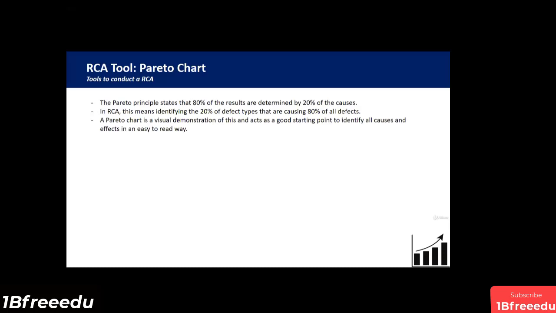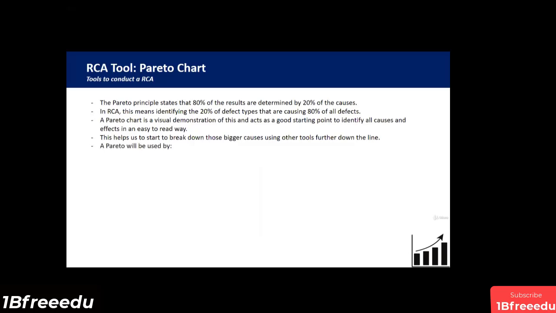Now, a Pareto chart is a visual demonstration of this, and it acts as a good starting point to identify all causes and effects in an easy to read way. It's very visual. It's all about the statistical identification and graphical proof of what is going wrong in your particular process. And this is a good starting point to help us break down those bigger causes using other tools further down the line. So if we identify, okay, these are our 2 or 3 big causes, we know at this stage, all those other potential causes, we can place them to one side. We don't need to explore them further. We've got our 2 or 3 big ones in hand.